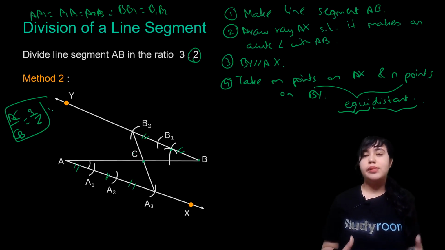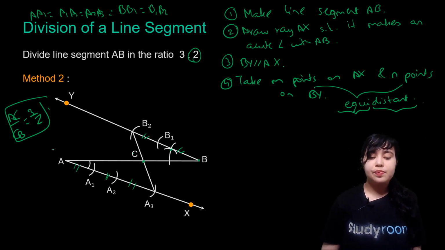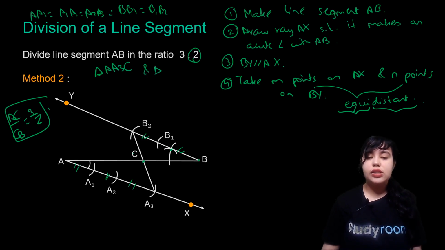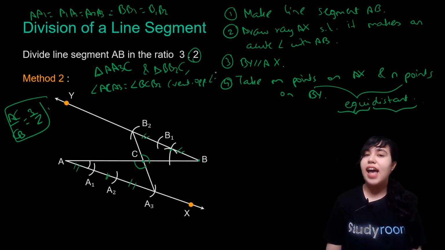Now we'll also see how this method is working. For that, you have to consider similarity. So let's take two triangles. For similarity, you have to prove two triangles similar. So let me take this triangle AA3C, and take this triangle B2C. These two triangles. This angle and this angle would be equal, because you know that they are vertically opposite angles. So we can say angle ACA3 is equal to angle BCB2. What is the reason? Vertically opposite angles.